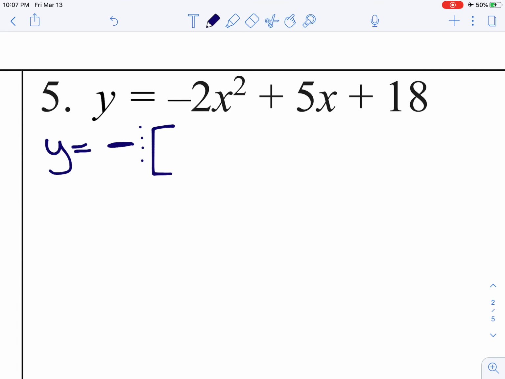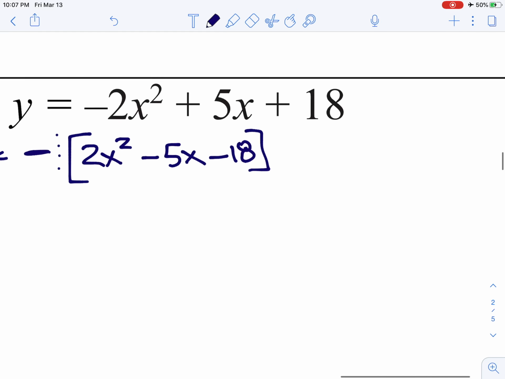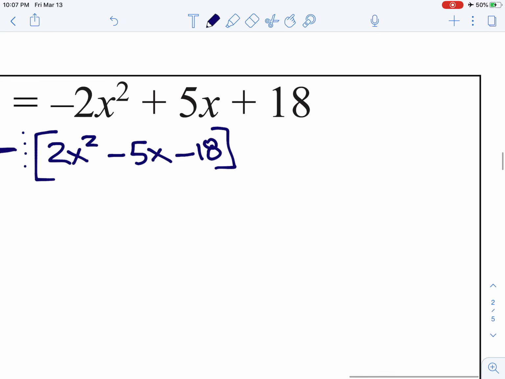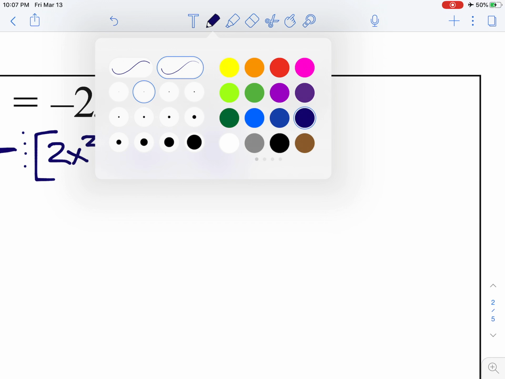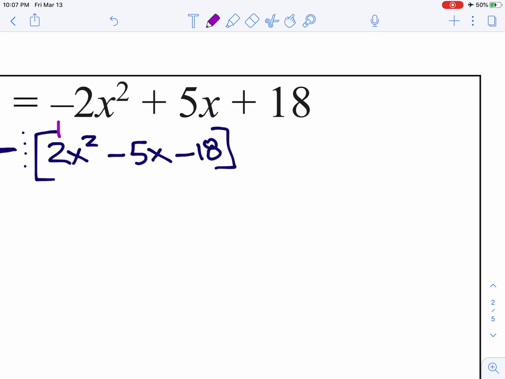So then I'm going to put it in a bracket, and I'm going to say 2x squared minus 5x minus 18. So when I do my x method and I multiply these two together, some of you are saying, oh man, that's a big number. It's really not. It's just -36 and -5.